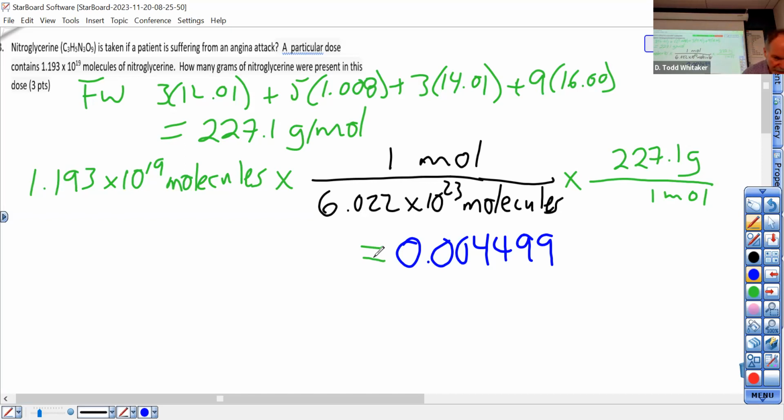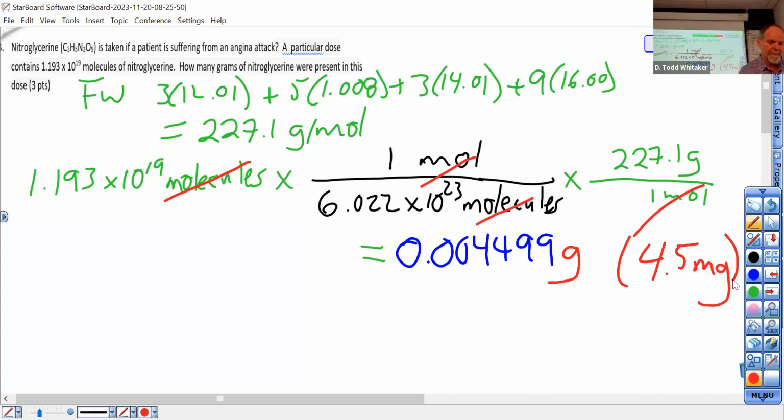And I need units for this thing. Molecules are gone. Moles are gone. There's your dose. That's a 4.5 milligram dose. Has anybody ever administered nitroglycerin to a patient? That I'm going to cross off. You didn't need it. But that is a typical nitroglycerin dose. That red was crossing off moles. Okay, got it. And that's the answer, so that's all we wanted.